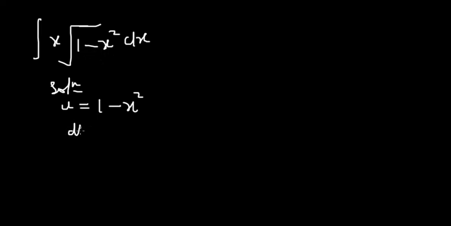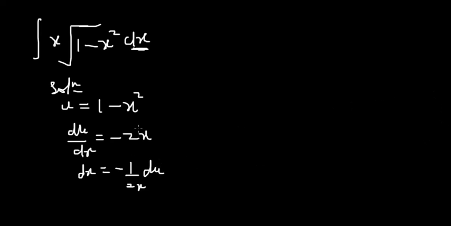So this will be our u. So let's find du dx. When taking du dx, we end up with minus 2x. This is just simple differentiation. Now let's make dx the subject over here. So we have dx giving us minus 1 over 2x du.